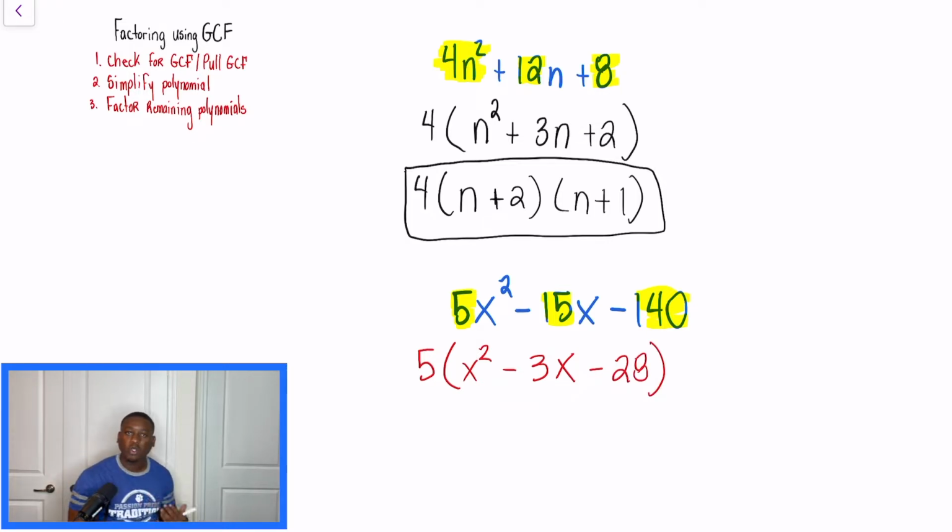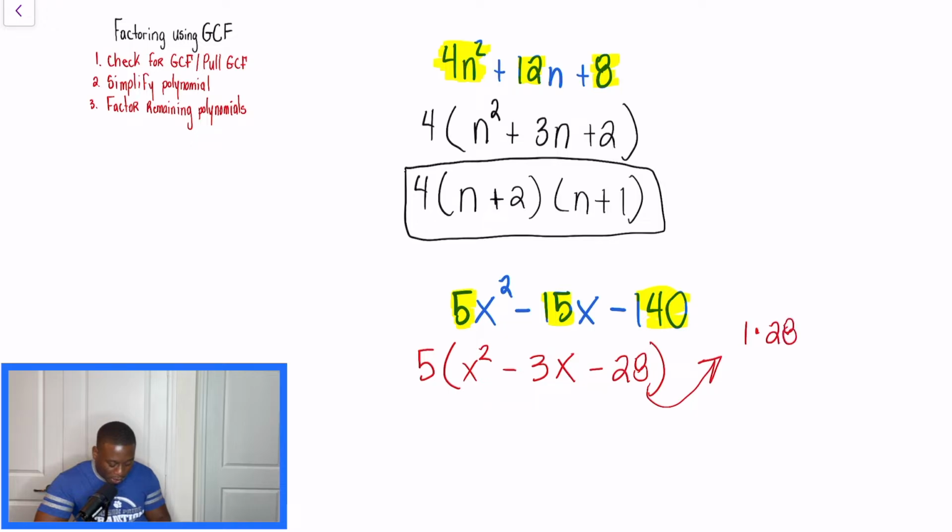So now we're trying to factor what's inside the parentheses. When we look at it, let's write our factors for 28. We have 1 times 28. I believe 2 times 14. 3 doesn't go into it. We have 4 times 7. And I think that's it for the most part.